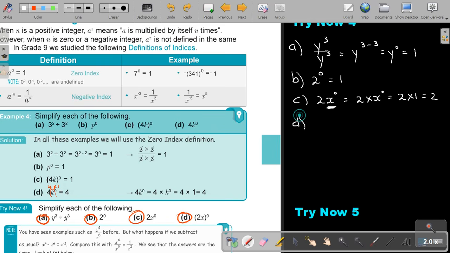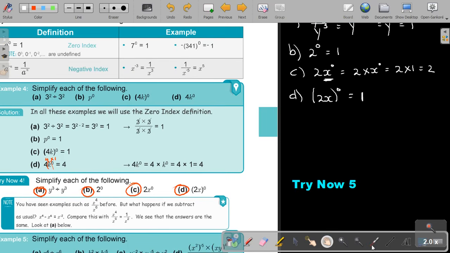And then number D, (2x) to the power of 0. Because this whole bracket is to the power of 0, it's equal to 1. Okay. So we go on.